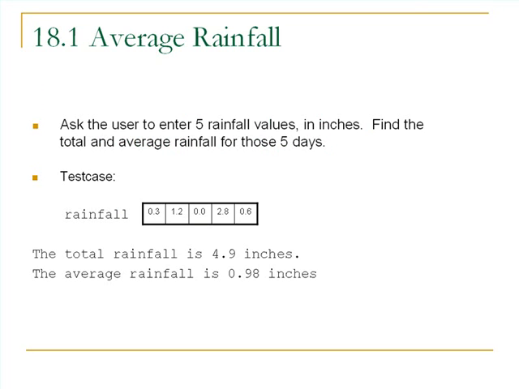Here's our first spec that uses an array. We're going to ask the user to enter 5 rainfall values in inches, and these will be double values. And then we will read those values into an array, and we'll find the total and the average rainfall for those 5 days. So we're going to output the total rainfall and the average rainfall based on the 5 values that are entered by the user. So this is a fairly simple exercise that manipulates values in an array.